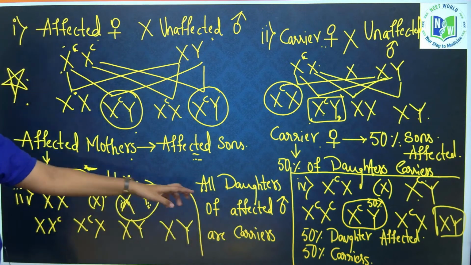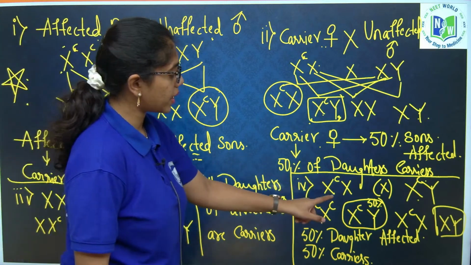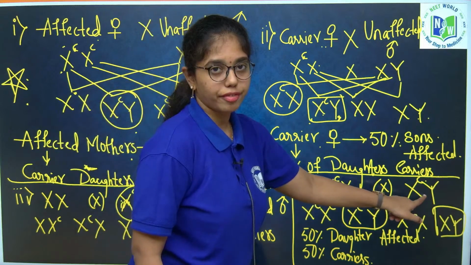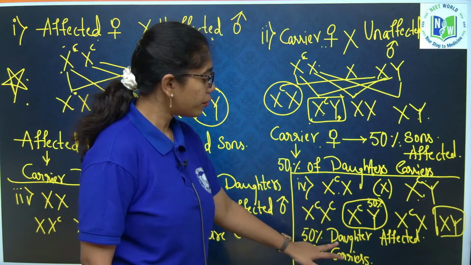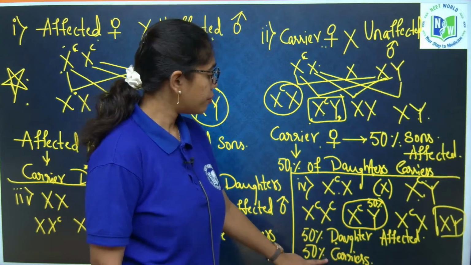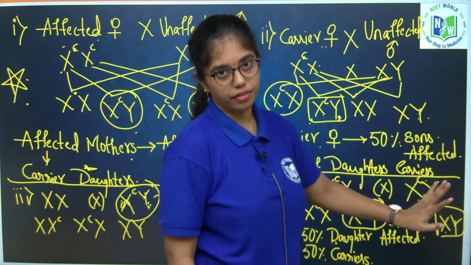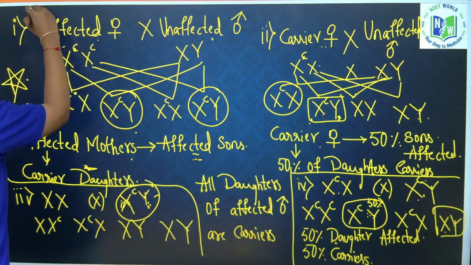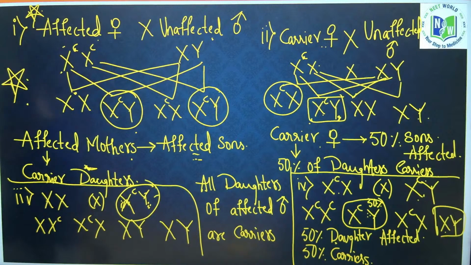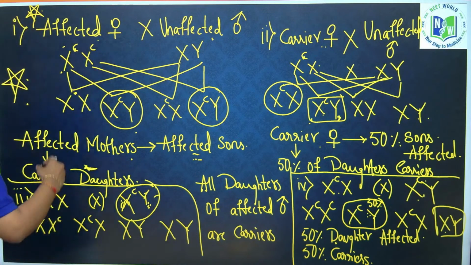Affected father will give rise to all the daughters who are carriers. And the last set, carrier mother and affected father, will give you 50% of the daughters affected and 50% carriers, and 50% of the sons affected, 50% unaffected. If you want, you can take a screenshot of this. This is very, very important. The same thing you can apply for hemophilia as well.